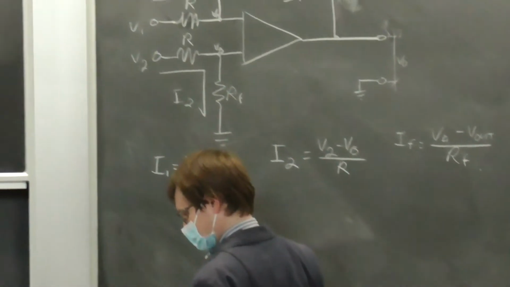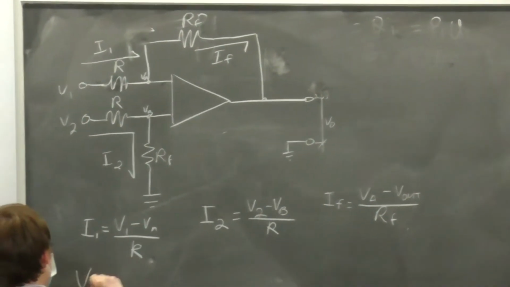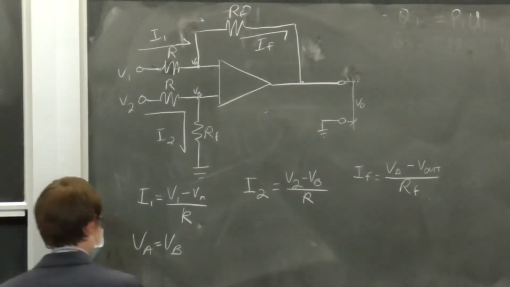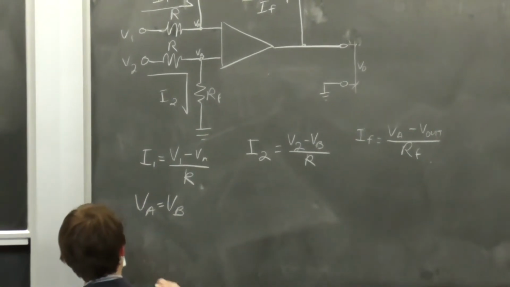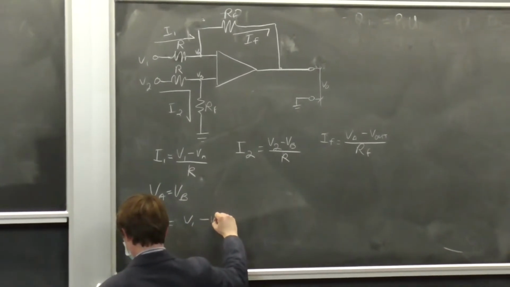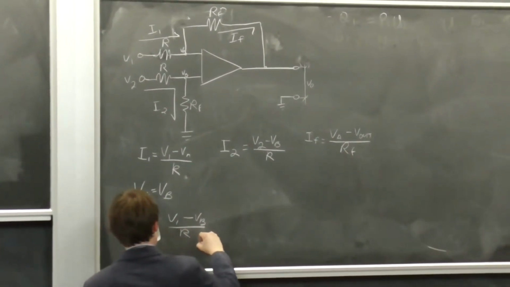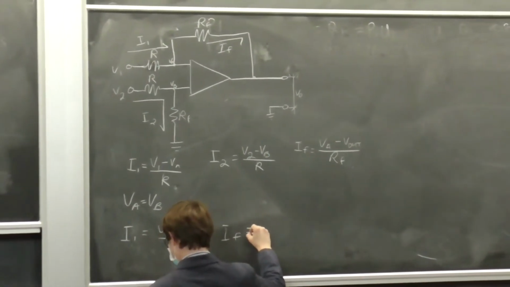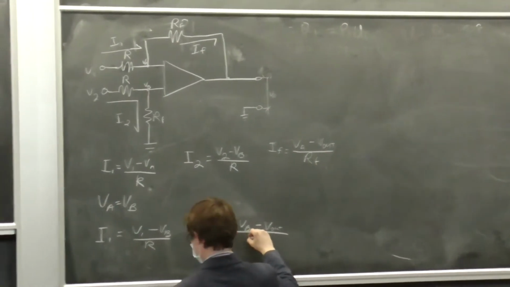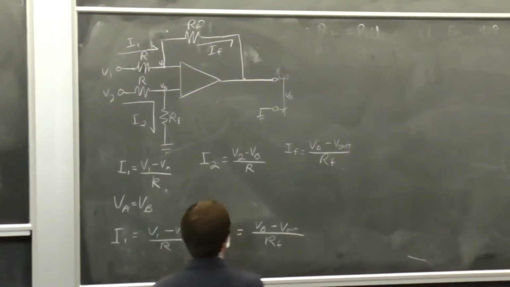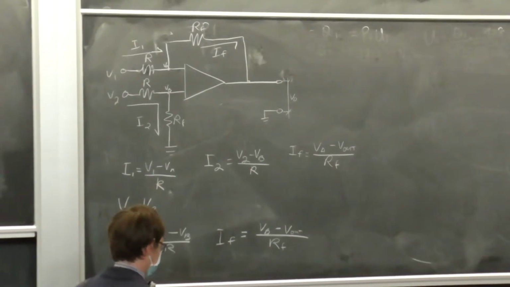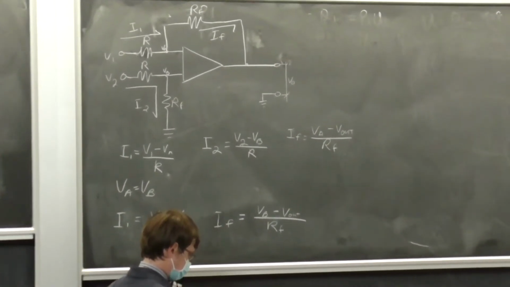So, we of course know VA is equal to VB. So, because of that fact, we know that I1 can be rewritten as V1 minus VB over R, and IF is equal to VB minus V out over RF. Basically just take all the A's and change them to B's so that you can then collect them and destroy them later on in the process.